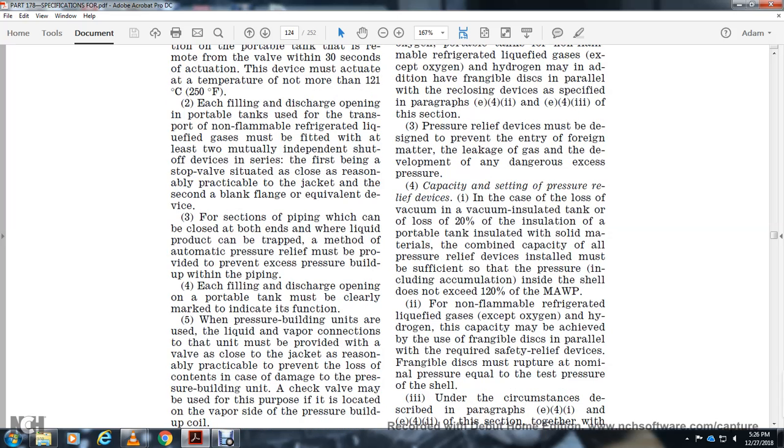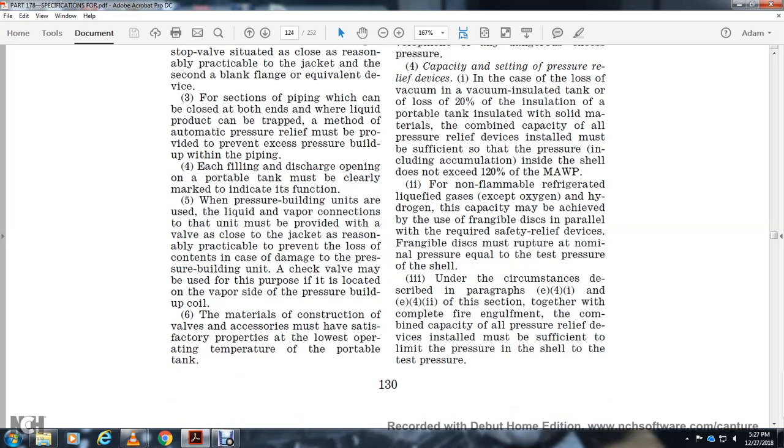For sections of piping that can be closed at both ends and in which liquid product can be trapped, an automatic pressure relief device must be provided. Pressure relief must be provided to prevent excessive pressure building up within the pipe. Each filling and discharge opening on the portable tank must be clearly marked indicating its function. Where pressure building units are used, the liquid and vapor connections to the unit must be provided with a valve as close to the jacket as reasonably practicable to prevent loss of the contents in case of damage to the pressure building unit. A check valve may be used.